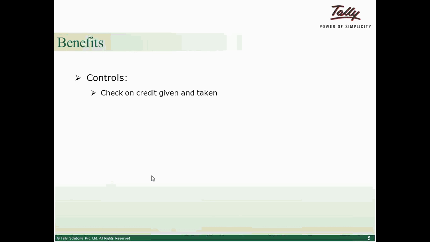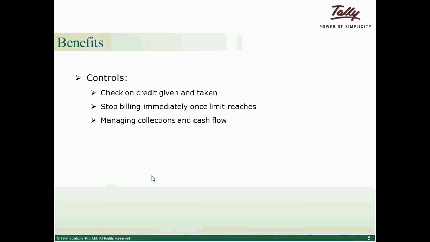Okay, so what are the benefits of controls? Then we have a check on credit given and taken. So both ways I can have a credit check, right? For example, I am buying from my supplier and I am selling to one of my customers. I want a check on this credit given and taken so that I will not exceed my capabilities, or give more than what is allowed for my supplier or my customer. And then stop billing immediately once the limit is reached. So the system will take care of it.